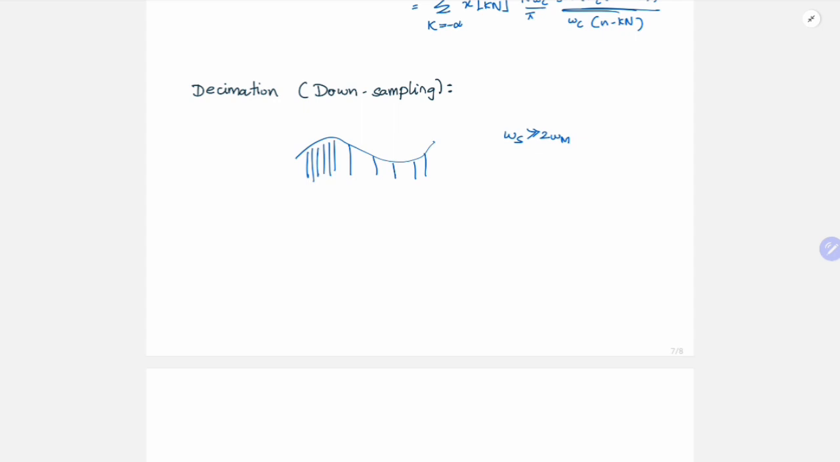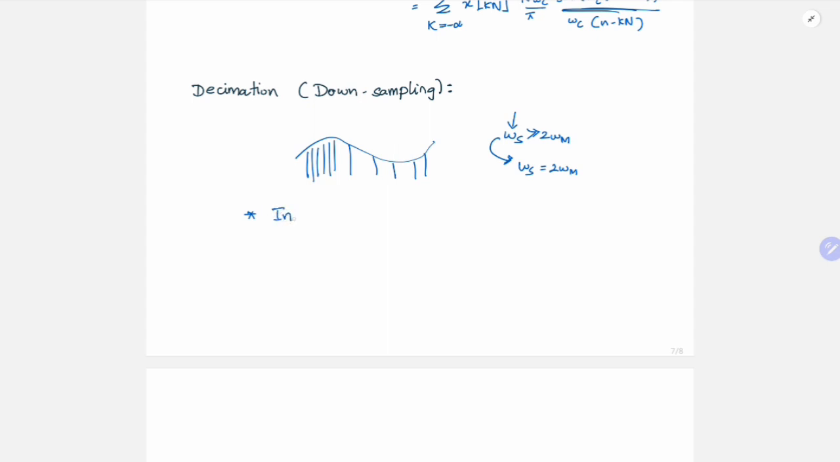But if we know that omega s is just slightly greater than 2 omega m, or just equal to 2 omega m in certain cases, it is sufficient for us. So this is the best scenario for us. From this omega s, which is at a higher frequency, we can then downsample the signal. That is why it's called downsampling: downsample the signal to bring it to the Nyquist rate. So that is one of the applications.